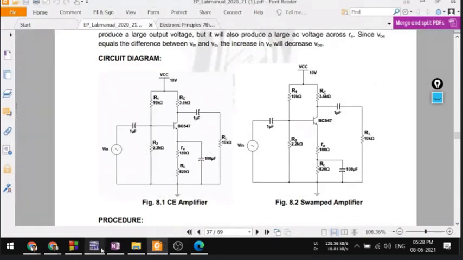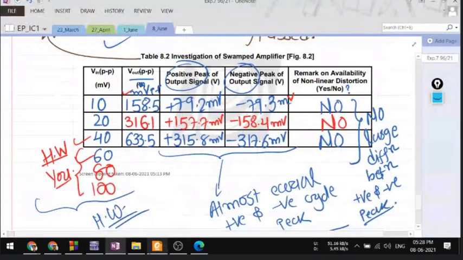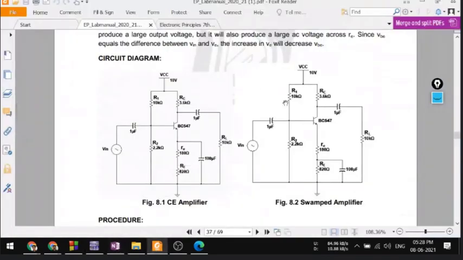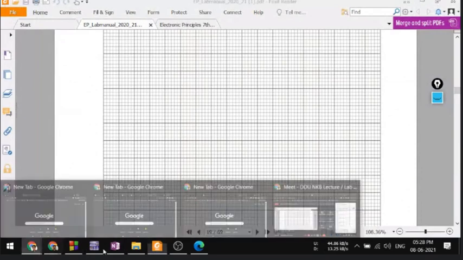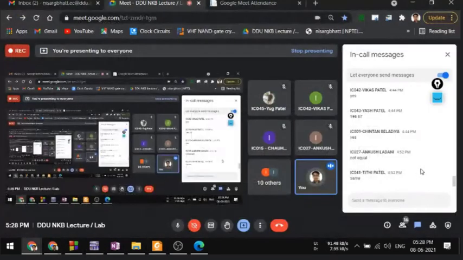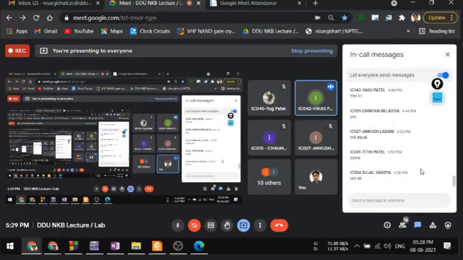You have to write down these readings into the record book also. Do you have this PDF? Yes, sir. So take a printout and fill in the readings in it. At the time of submission, you have to scan all that and upload it. If it is not available to you, I will pass it on to you, don't worry.